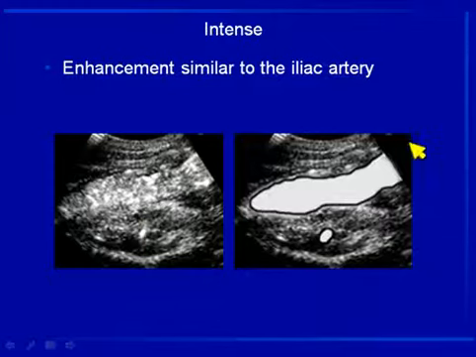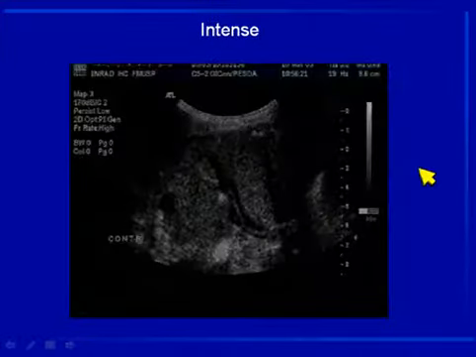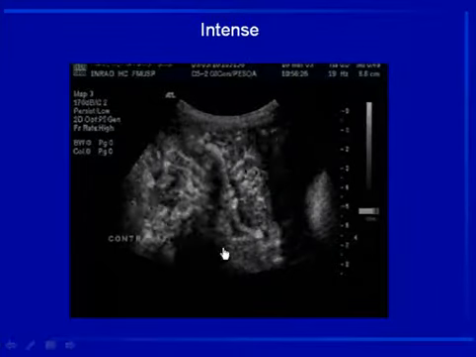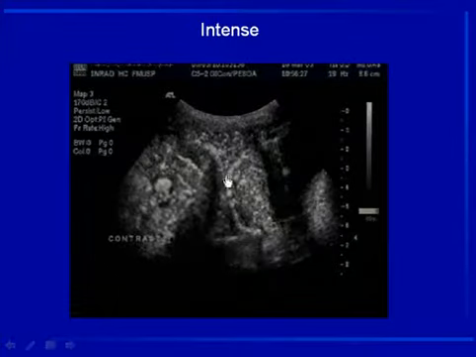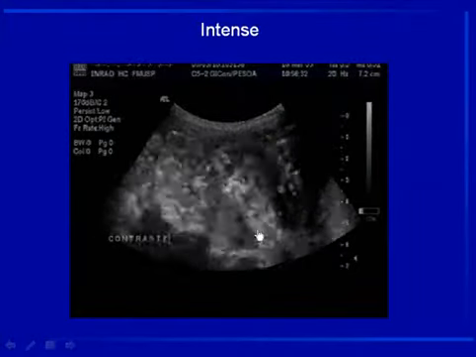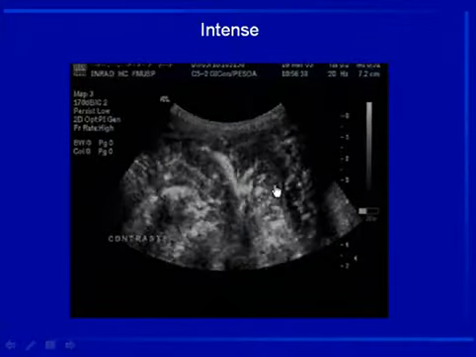On the right is the drawing of the same study, and we can identify the pancreas graft and the iliac artery here. This is a short movie of intense enhancement. We saw the iliac artery here and the pancreas graft with an intense enhancement of parenchyma.